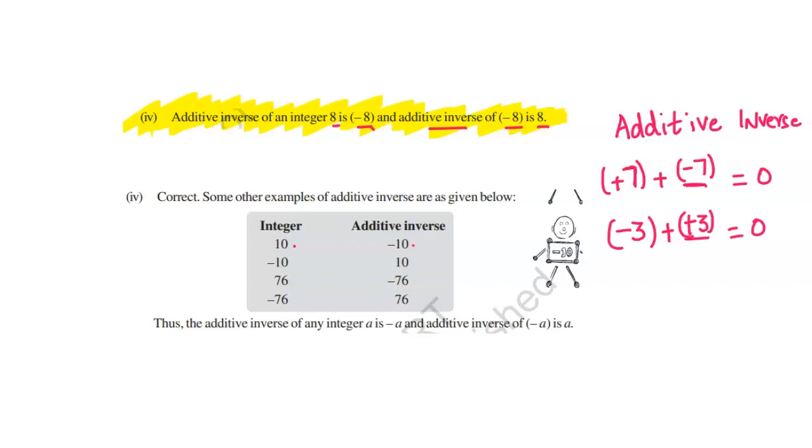So in a similar way, 10 has an additive inverse of negative 10. Negative 10 has 10. 76 has negative 76. Negative 76 has 76 as the answer. So the additive inverse of an integer a is negative a, and the additive inverse of negative a is a. For example, the additive inverse of negative 7 is 7 and the additive inverse of 7 is negative 7.